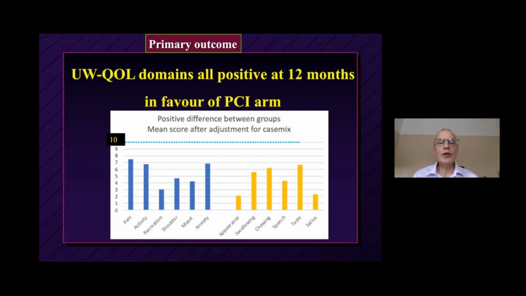Interestingly, in the PCI group, all of the domains of the University of Washington improved and were better than the non-PCI group. However, for each individual item, one could argue that caseness is achieved at a score of 10. And across the domains, even though there was an improvement allowing for case mix in, for example, pain at more than 7, it didn't reach that value of 10.